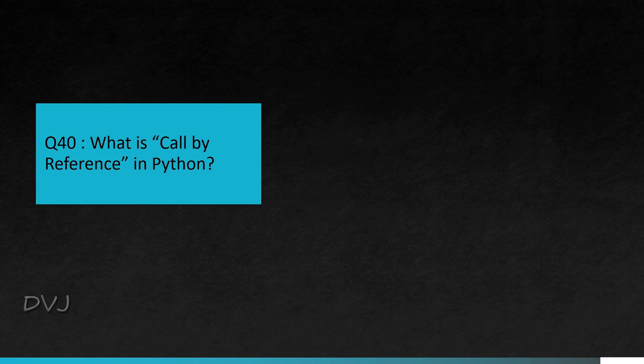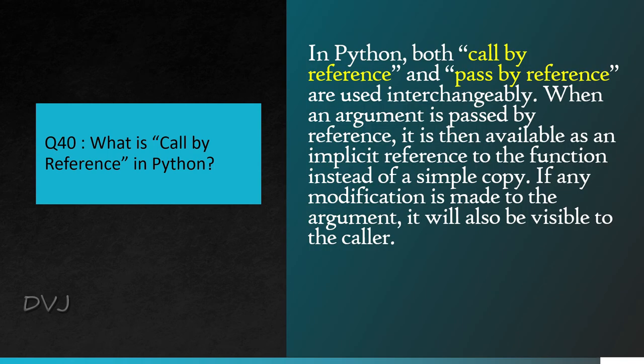Question number 40. What is call by reference in Python? In Python, both call by reference and pass by reference are used interchangeably. When an argument is passed by reference, it is available as an implicit reference to the function instead of a simple copy. If any modification is made to the argument, it will also be visible to the caller.